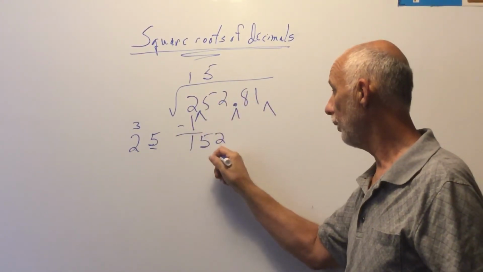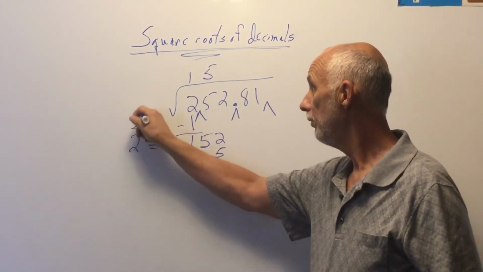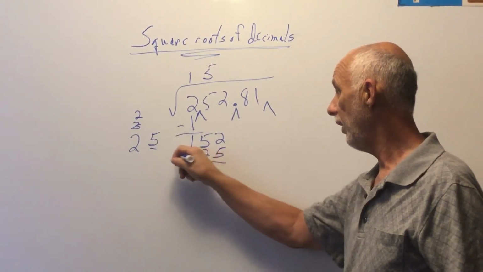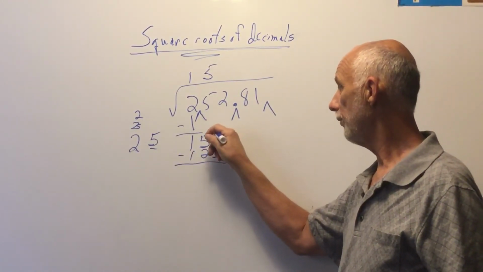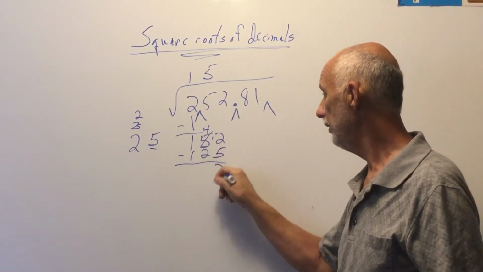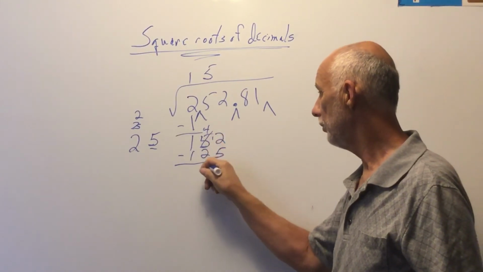5 times 5 is 25, carry your 2. 5 times 2 is 10, and 2 is 12. I didn't guess too big now. I can subtract, borrow from the 5, make it a 4. 12 minus 5 is 7, and 4 minus 2 is 2.